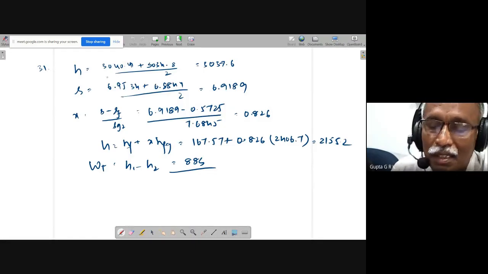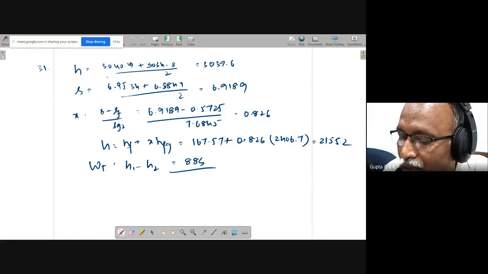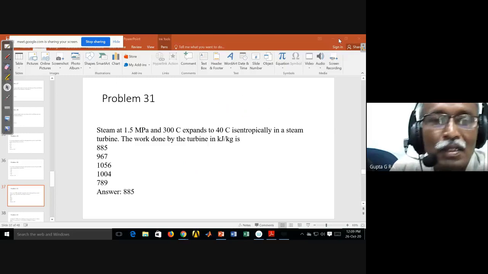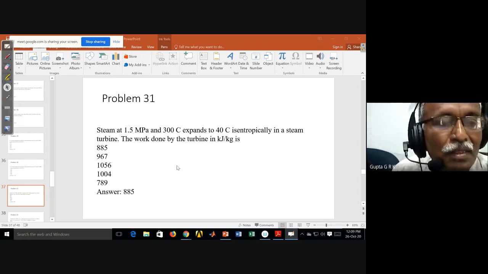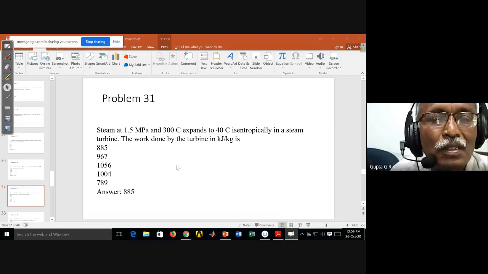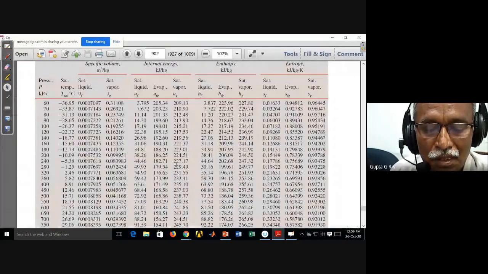Only thing here, okay, one more thing I want to show, that here at 1.5 megapascal and 300 degrees centigrade, I think we don't have 300 there. Okay? Just if I look at 1.5 megapascal and 300 degrees centigrade.